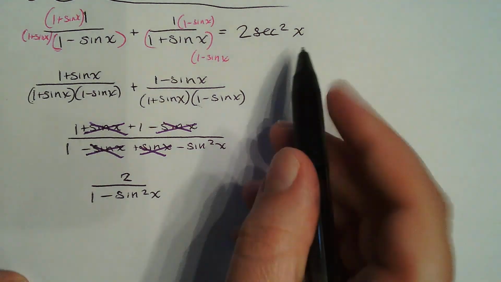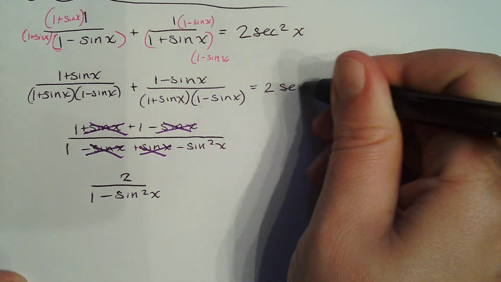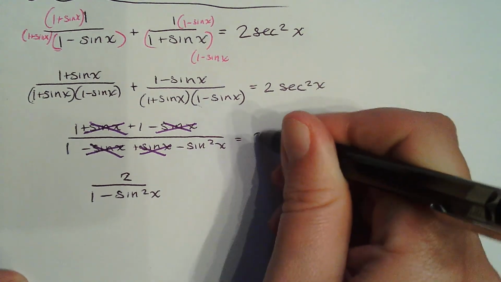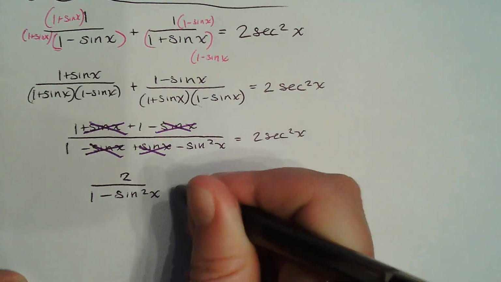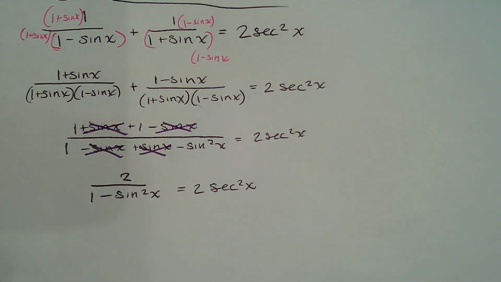And I just realized I forgot to bring down the other side as an equation. So let me do that now. 2 secant squared x. Because remember, this is an equation. We want to keep it as an equation. We're just trying to prove that it is equal.